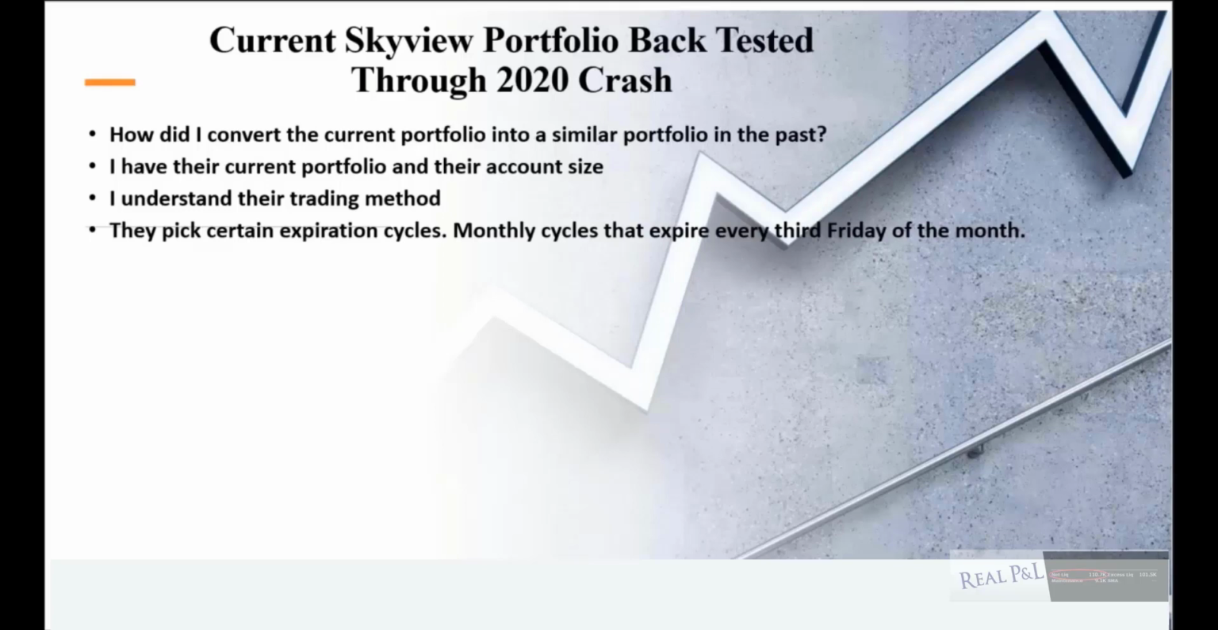They pick certain expiration cycles, which are the monthly cycles that expire every third Friday of the month. They enter positions consistently with X days until expiration. I don't want to say what days. That could be proprietary. Probably isn't, but I don't want to take a chance.